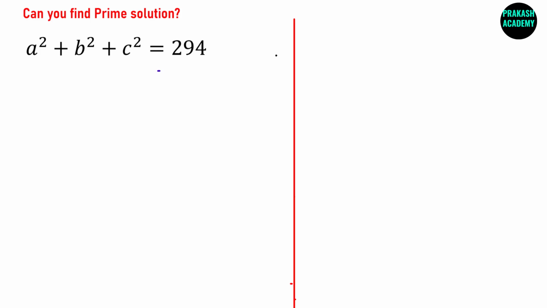So in this problem, you have to find prime solutions. We have an equation a square plus b square plus c square equals 294. This seems to be a complex problem because we have only one equation and three unknowns. In this case, a, b and c are unknowns.